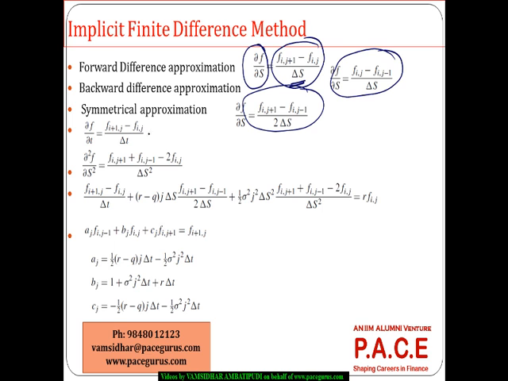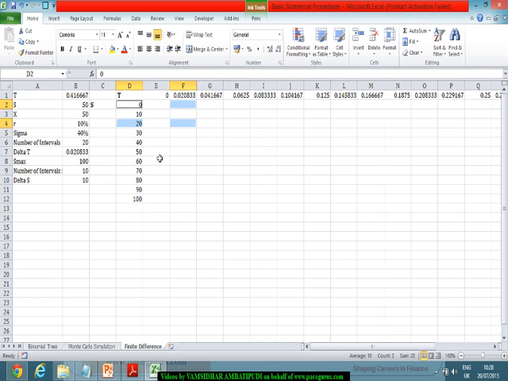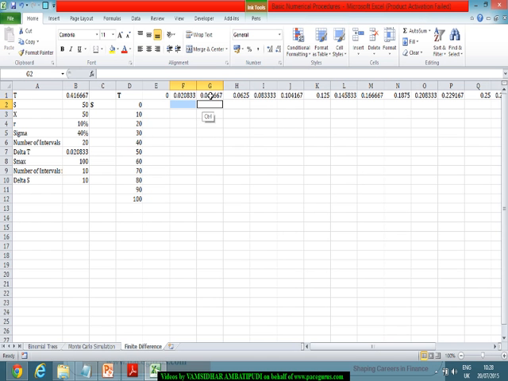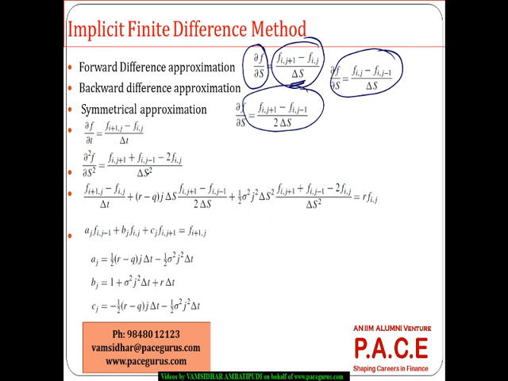Now that is with respect to the stock, dou f by dou s. If I want it for dou f by dou t, I take the two time periods i and i plus 1: f(i+1, j) minus f(i, j) divided by delta t. Delta t is the difference between these two. Similarly, when I am talking about dou squared, towards that gamma component, I am taking f(i, j+1) minus 2 times f(i, j) plus f(i, j-1), divided by delta s squared.